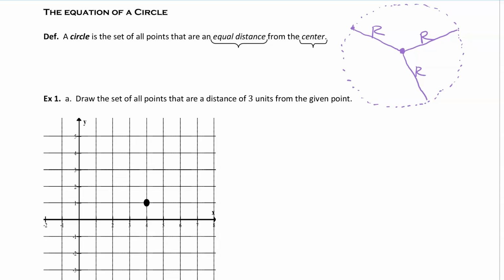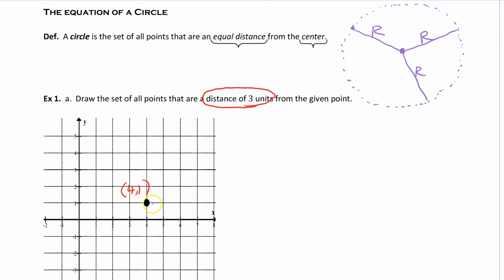Okay, so let's just start small. For example, we are locating this center right here, and the center is at (4, 1). That's that point right there. And suppose that the distance is 3 units, meaning the radius is 3 units.